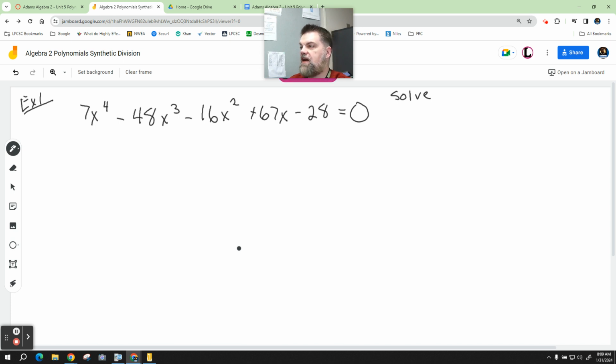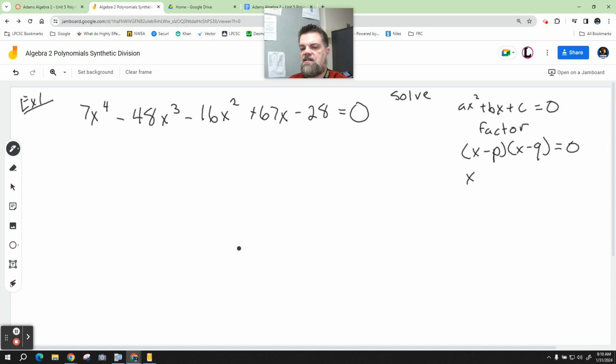You'd factor the quadratic. So remember with a quadratic, if it looked like ax squared plus bx plus c equals 0, you would factor, right? And you get something like x minus p times the quantity x minus q, or plus, it doesn't matter, equals 0. Do you guys remember doing that? And then you would say x minus p equals 0. And then you would say x minus q, where p and q are numbers, right? And they could be positive or negative.